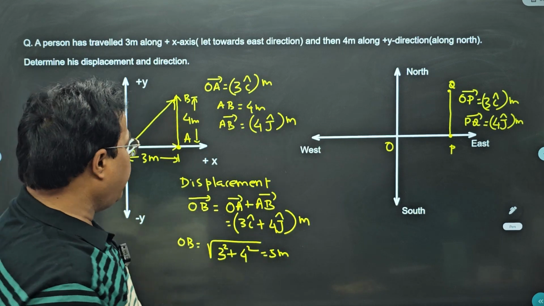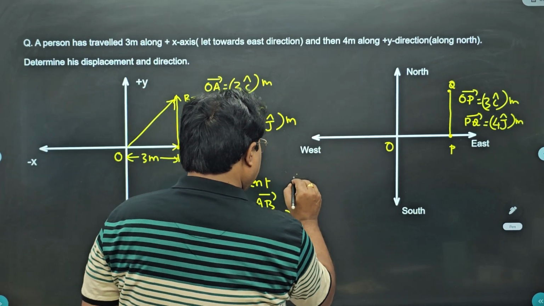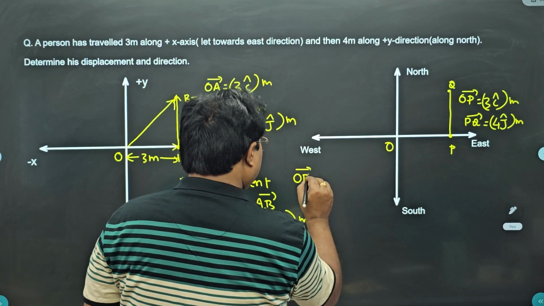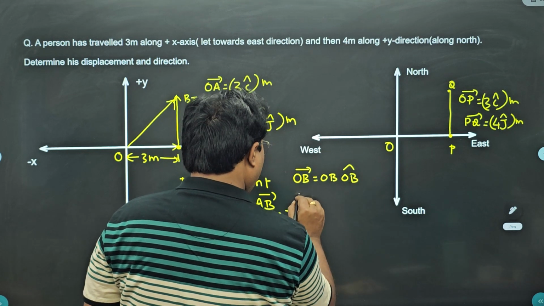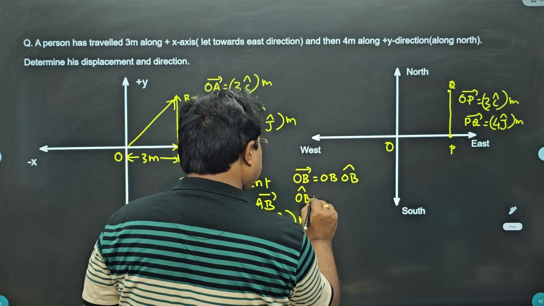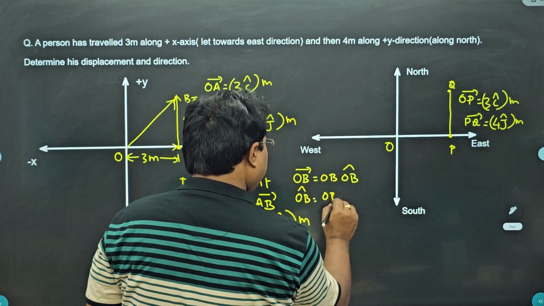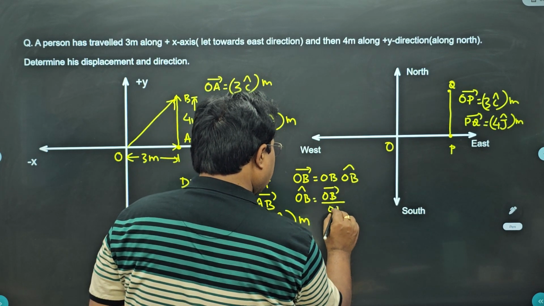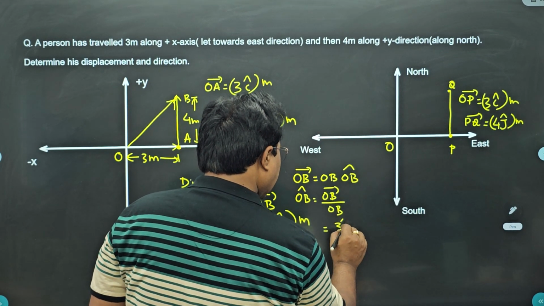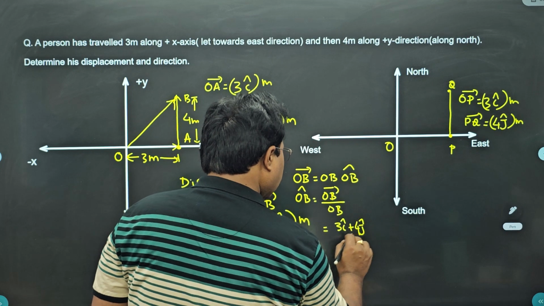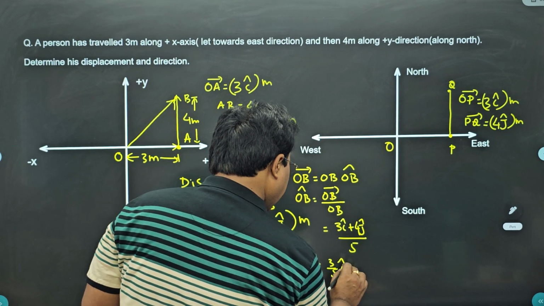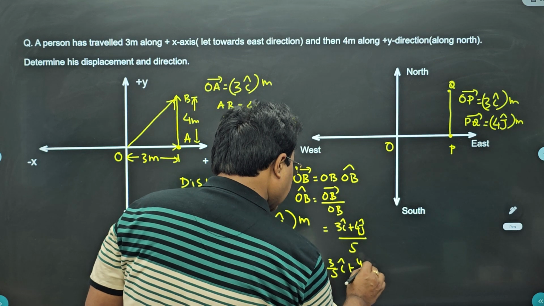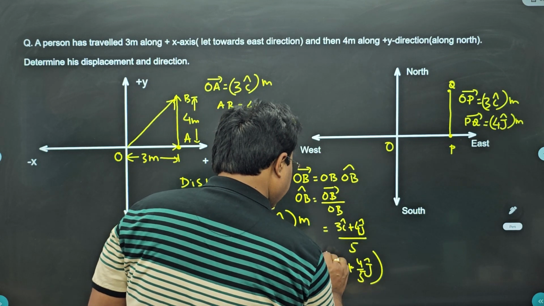What is the direction of OB vector? A vector contains magnitude and a direction. Direction is given by the unit vector, a cap. What is the direction of OB vector, which is the displacement here? Vector OB divided by magnitude OB. What is vector OB? 3 i cap plus 4 j cap. What is magnitude of OB? 5. This becomes 3 by 5 i cap plus 4 by 5 j cap. This is mathematically I am writing.